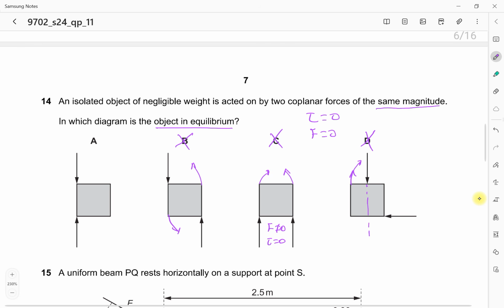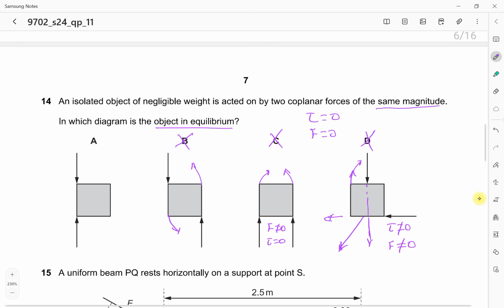So this is going to cause a rotation in one direction. It can also cause a resultant force in this direction. There's a resultant of these two forces which will act in this direction. So the resultant torque is not zero. The resultant force is not zero. So this one can cause motion.